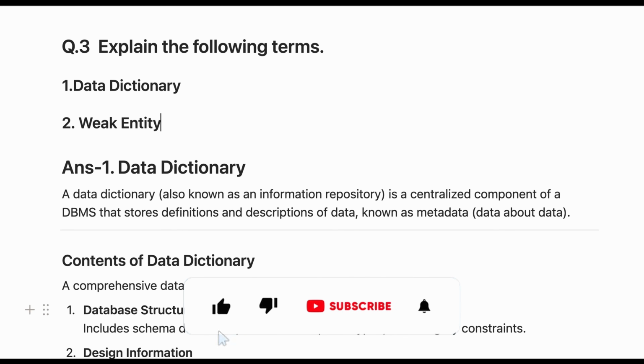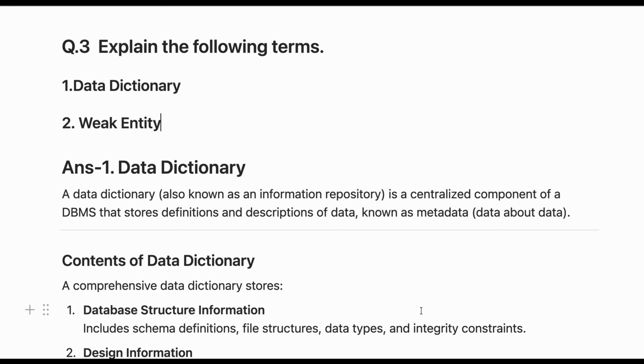In this video, we are going to discuss a very important problem from Module 1 of DBMS. So our question is: explain the following terms, the first one is data dictionary and the second one is weak entity. So let's start with the data dictionary.